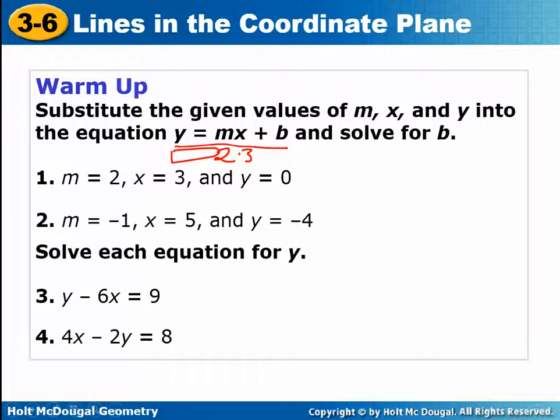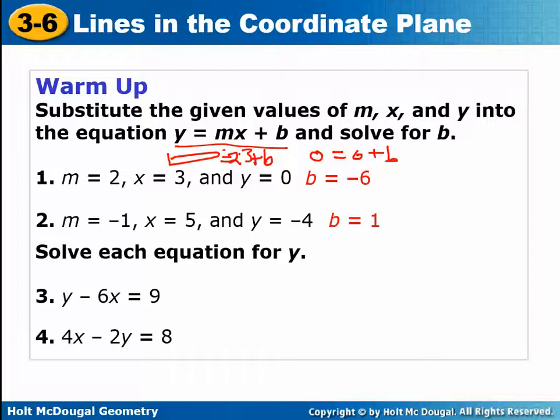So you'd have 0 equals 2 times 3 plus b. Sorry, my pen got crazy there. So that's 0 equals 6 plus b. So you should have got b was negative 6. You'd subtract 6 from both sides. For number 2, you'd do the same thing, and you should have got b equals 1.